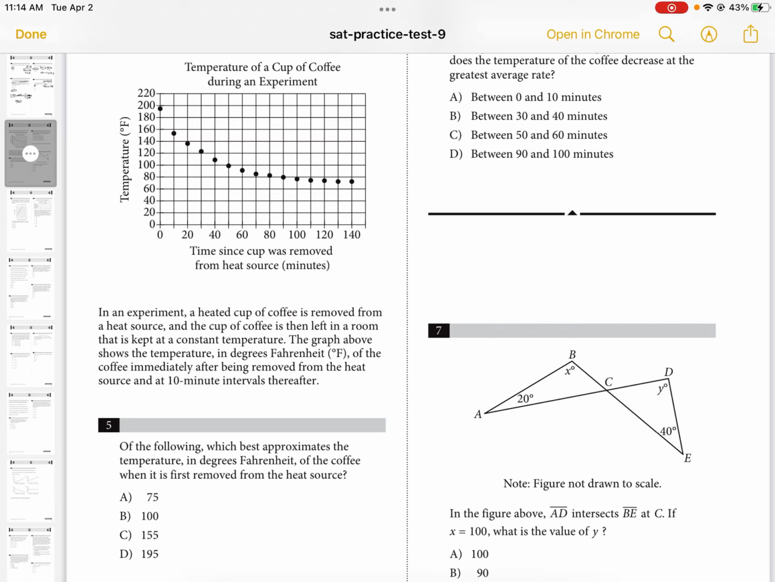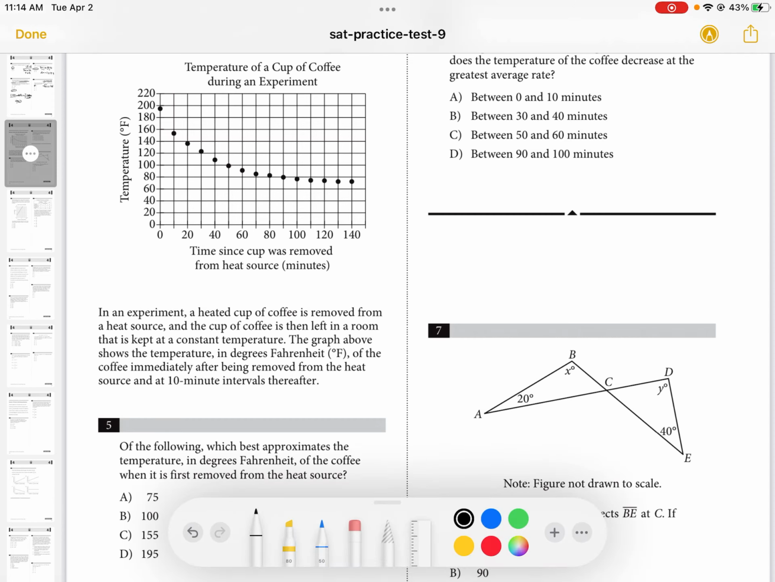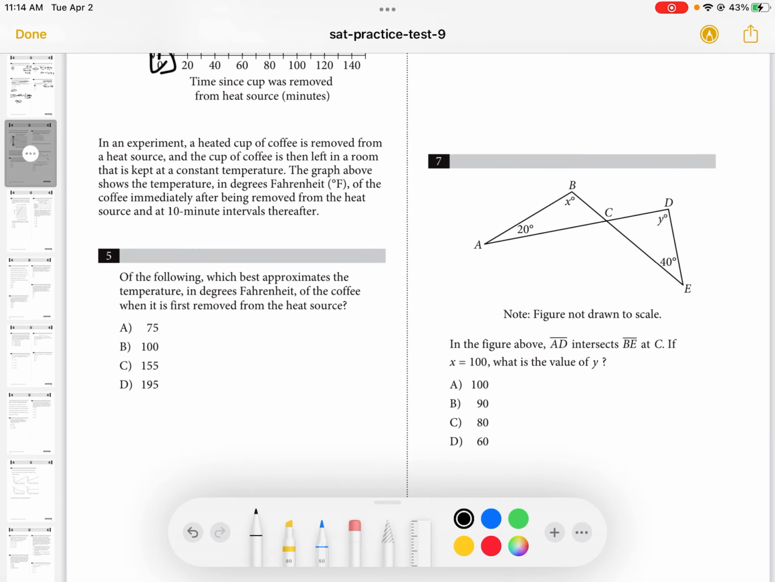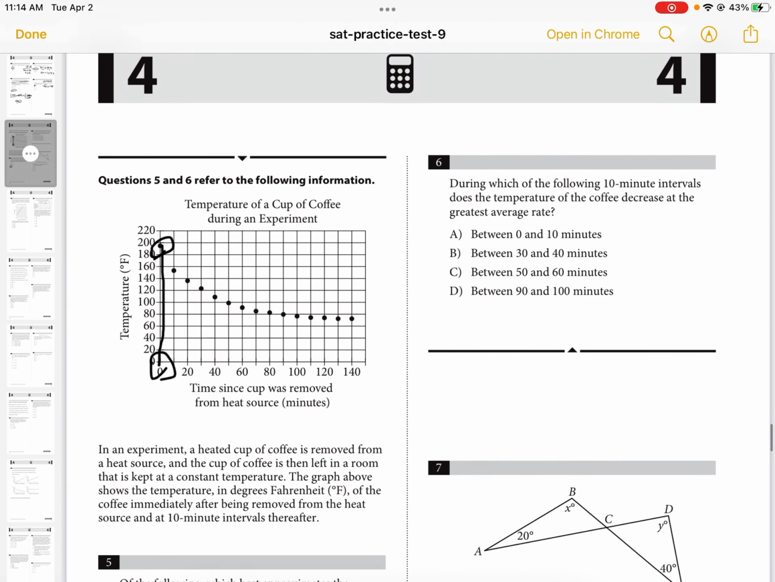Now, of the following, which best approximates the temperature in degrees Fahrenheit of the coffee when it is first removed from the heat source? Well, when it's first removed from the heat source, our time t is 0, so our y-intercept will be close to 200. The answer closest to 200 will be 195. That's our answer.